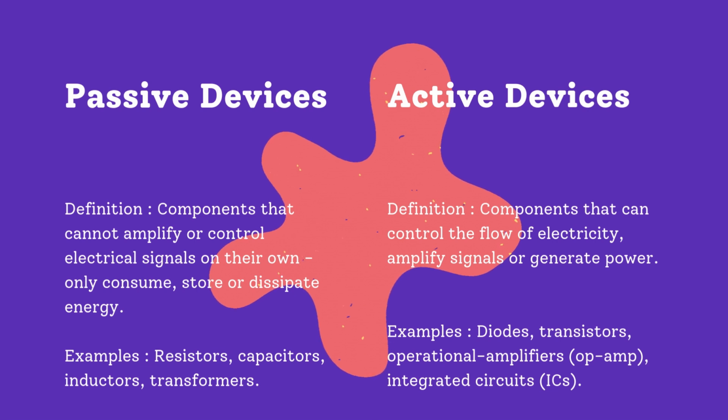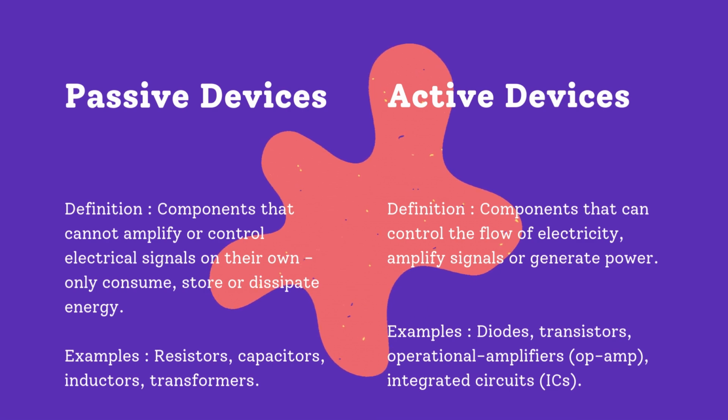For your information, there are two types of electronic devices. Let's quickly compare passive and active electronic components. Passive components like resistors, capacitors, and inductors do not require an external power source. They cannot amplify signals, but instead they control, store, or transfer energy.